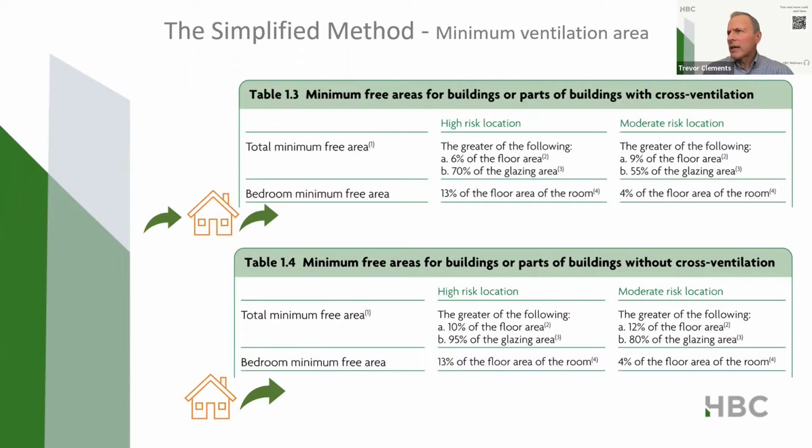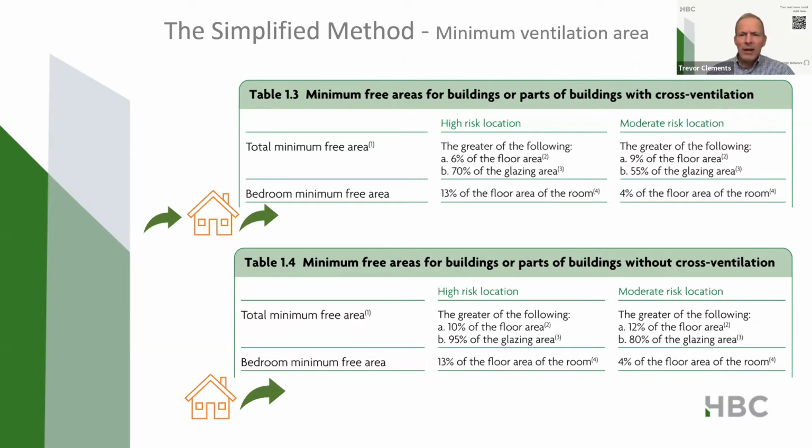So you'll see the columns for high risk location as before, and the moderate risk, whereby you're looking for 9% of the floor area, total floor area, or 55% of the glazing area, whichever is the greater. And for the bedrooms, you're looking for a maximum of 4% of the total area of the room. That's with cross ventilation, and then there's corresponding numbers for buildings without cross ventilation, where the risk of overheating is a little bit higher. So yeah, the free area, it takes a bit of calculation, but it looks reasonably simple, doesn't it?